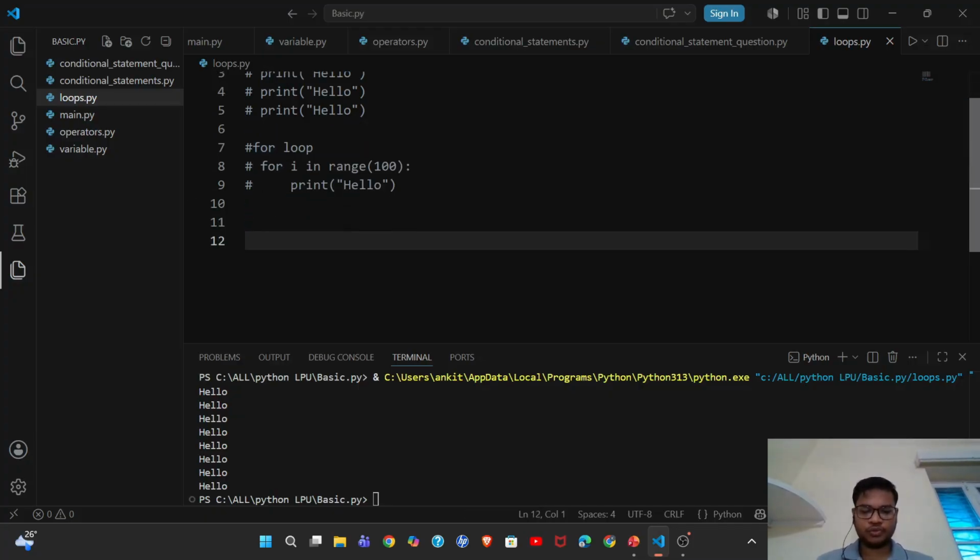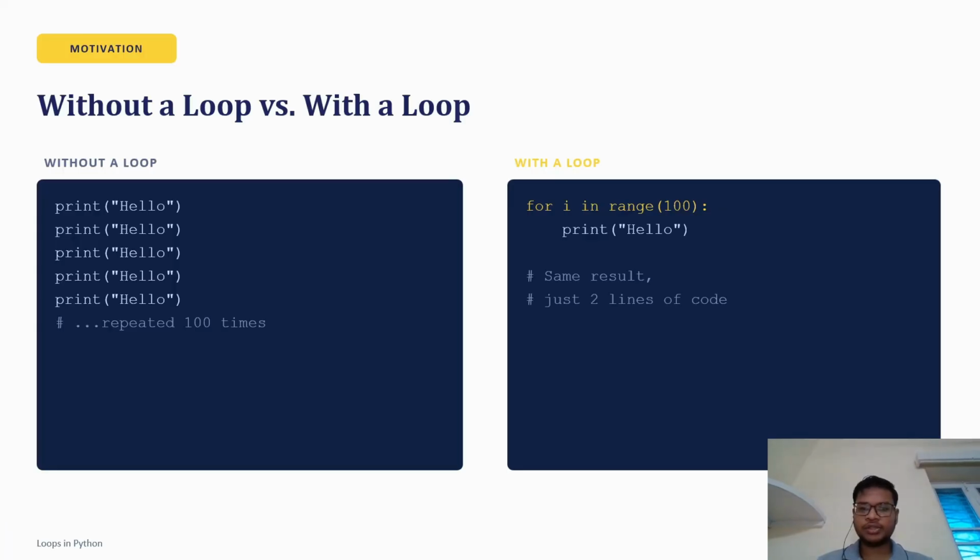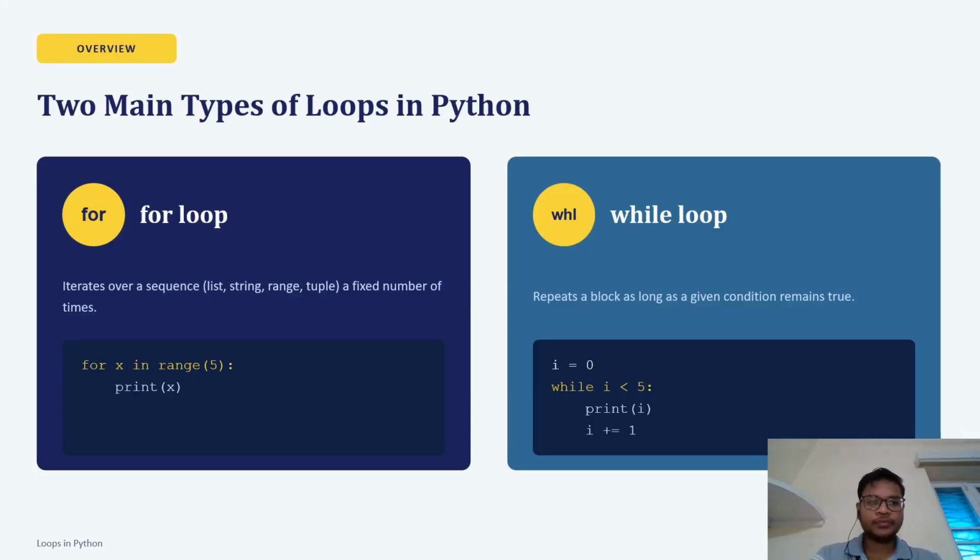For this point, just know how the loop will work and give us the same result with just 2 lines of code, whereas here we have to write 100 lines of code. So this is the difference between without a loop and with a loop. Okay, so let's move forward. I hope you clearly understand.